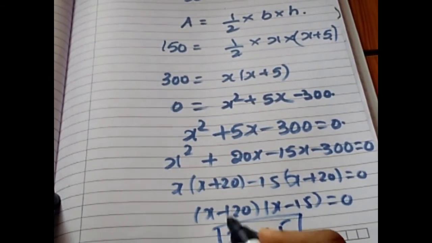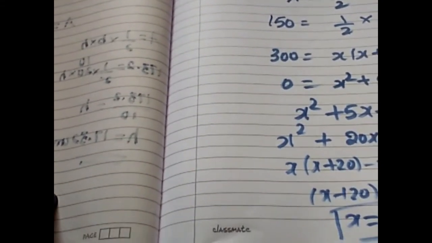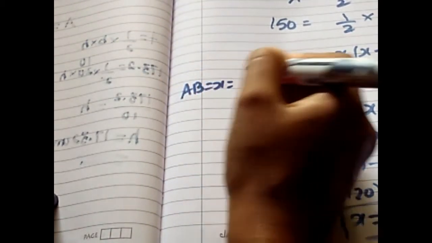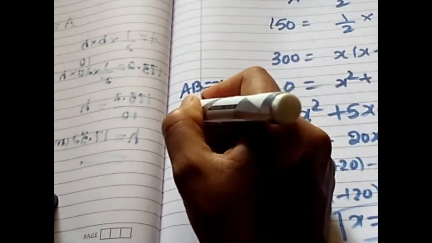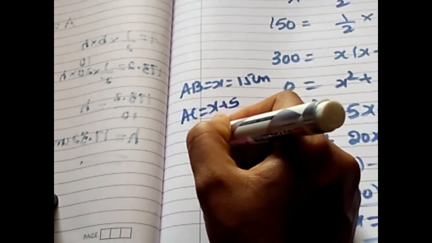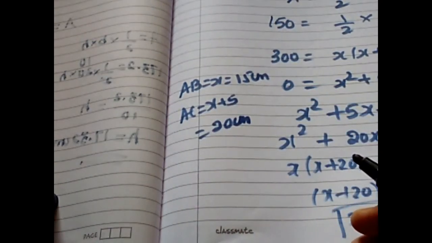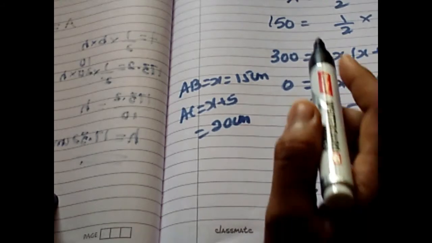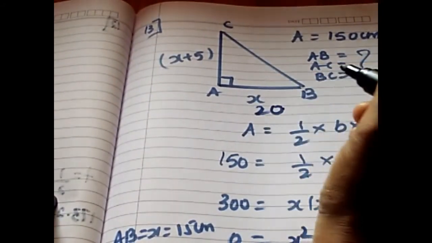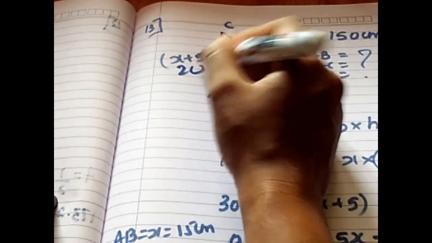X is equal to 15. Neglect the negative sign, that is minus 20. Once we got the value of x, so what is the measure of sides? AB is x, that is equal to 15 centimeter. Then AC is x plus 5, that is 20 centimeter. Again, I need to find the measure of BC. So how to find measure of BC? We got AB as 15 and AC as 20.